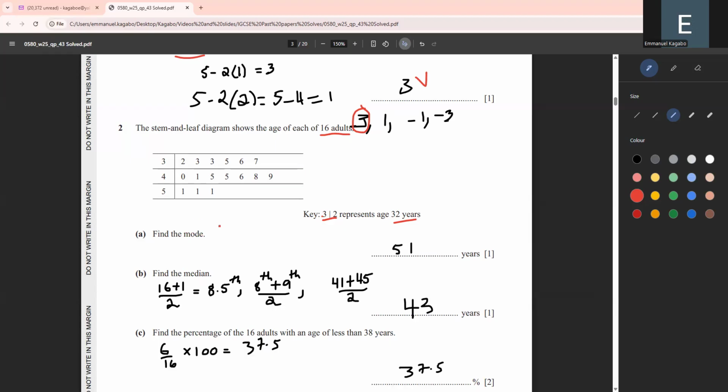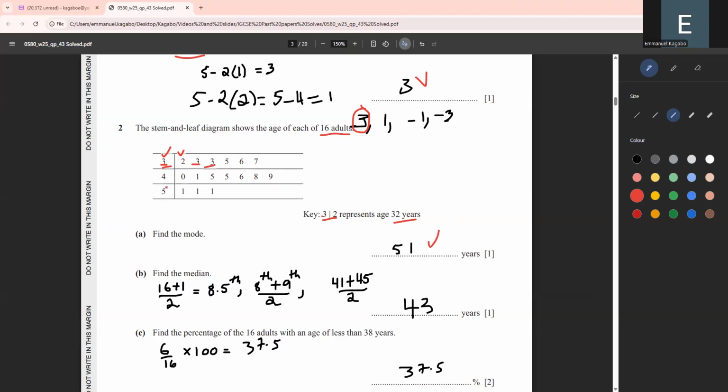Mode is the number that appears the most, or the number with the highest frequency. Now, if that's the case, check your numbers. So this is 32, this is 33, 33. Then 35, 36, 37, 40, 41, 45, 45, 46, 48, 49. So 51 is appearing 3 times. So that's why the mode will be 51.